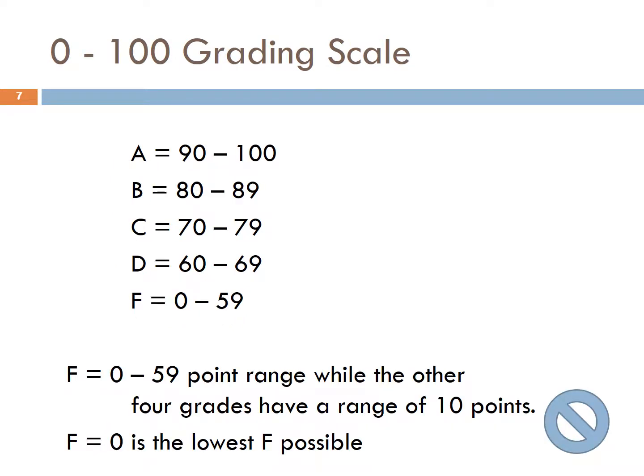The 0 to 100 grading scale. As before, the A through D have a 10-point range, and that is identical to the 50 to 100 grading scale. F equals 0 to 59 is a 60-point range. F equals 0 is the lowest F possible.